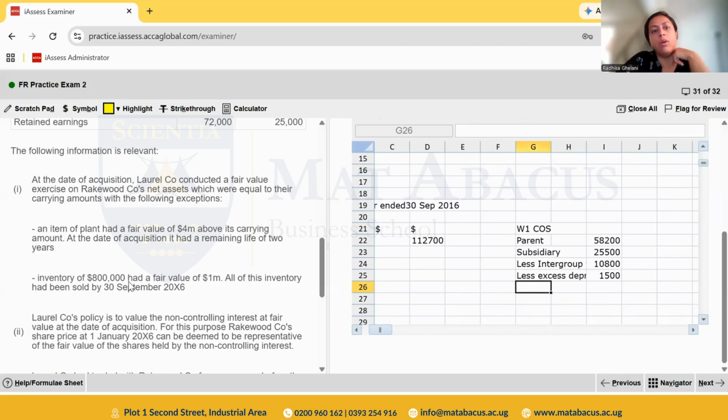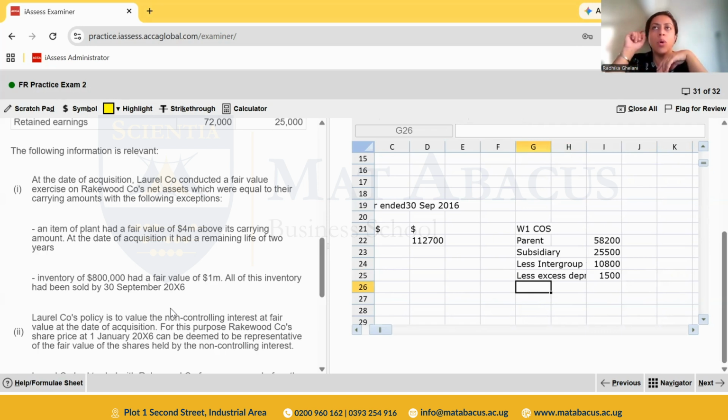Inventory was supposed to be 1 million, but they included it at 800,000 at the date of acquisition. Although they've told you that all of this inventory has been sold by 30th September 2016, meaning it's no longer in closing inventory, it was opening inventory. At the date of acquisition, opening inventory should have been recorded at 1 million, but it was recorded at 800,000.